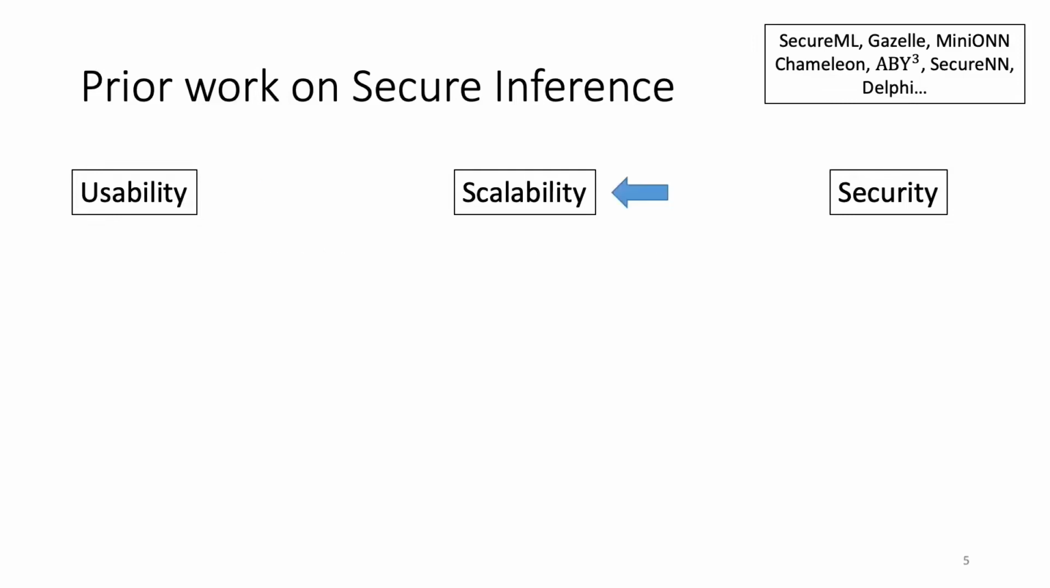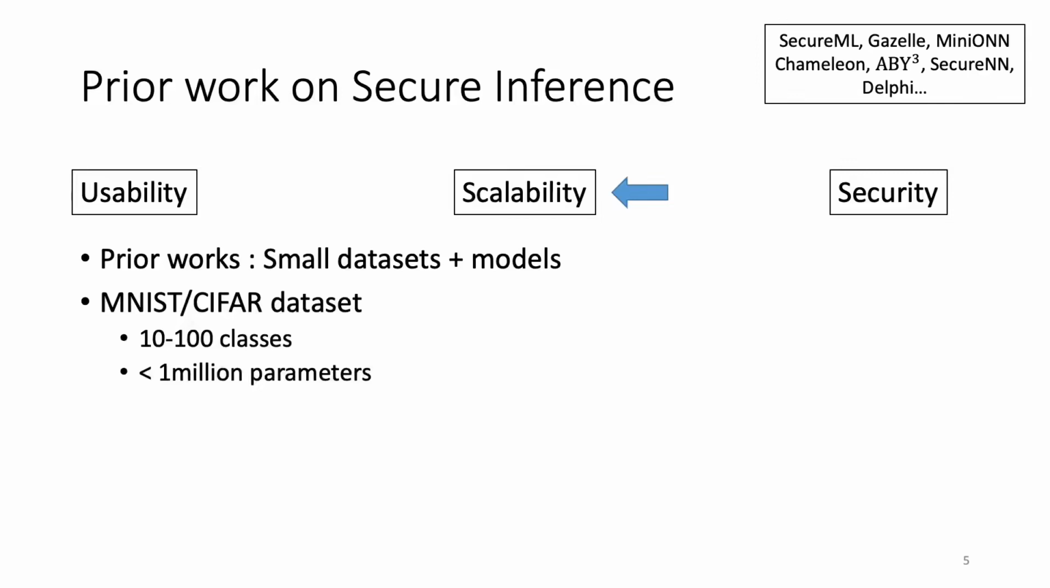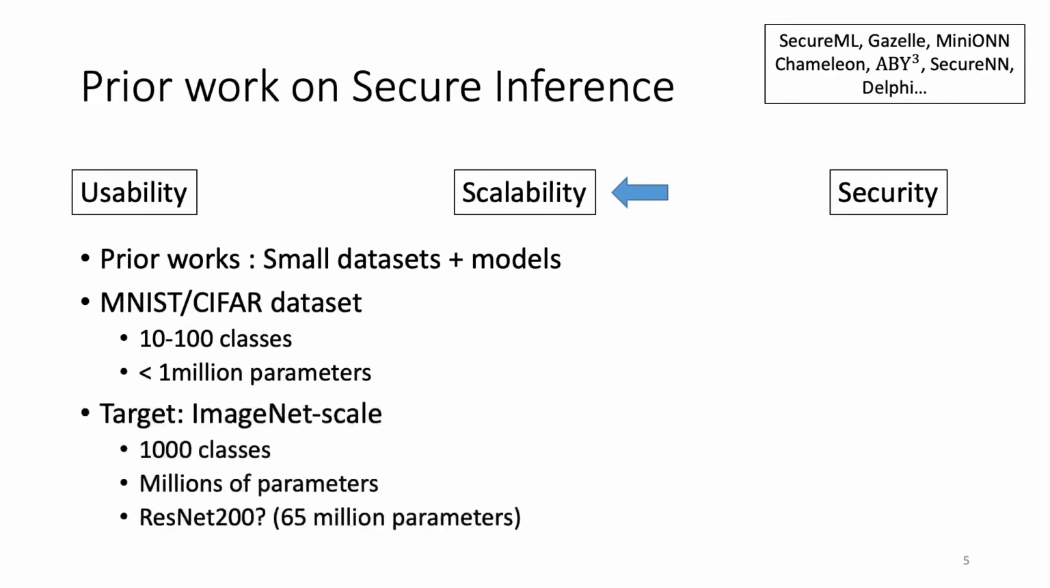In terms of scalability, prior works in this area have worked with small datasets and models. And when I say small here, I mean datasets like MNIST or CIFAR, which have between 10 to 100 classes, and the networks that work over them have less than a million parameters. We would like to ideally work with datasets that are at the scale of ImageNet, which has around 1,000 classes, and the networks that work over it have millions of parameters. For example, we would like to ask if we can do networks like ResNet 200, which works over the ImageNet dataset and which has around 65 million parameters.